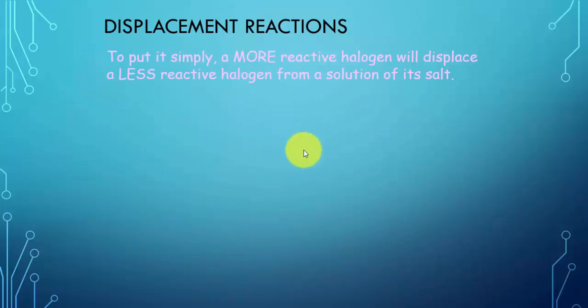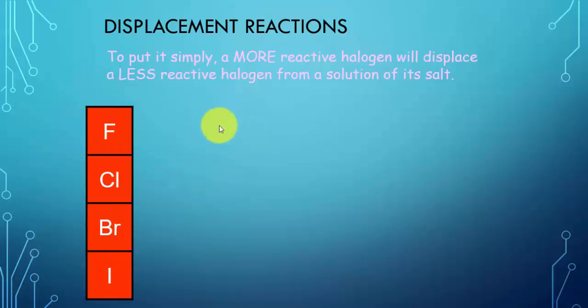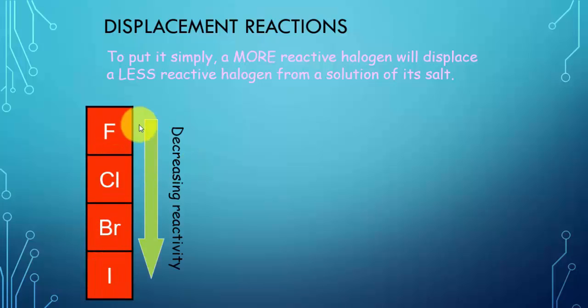Displacement reaction. To put it simply, a more reactive halogen will displace a less reactive halogen from a solution of its salt. We must know the arrangement from up to down in the halogen group. Repeat with me: fluorine, chlorine, bromine, iodine. From up to down, decreasing reactivity. Reactivity, what happens? Decreasing.